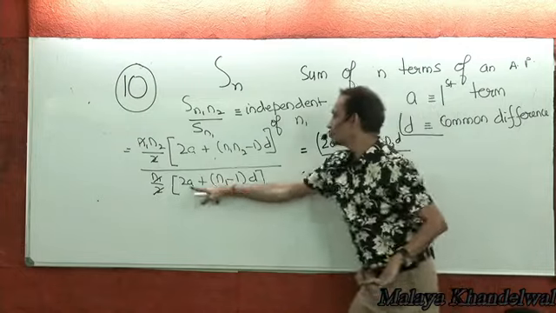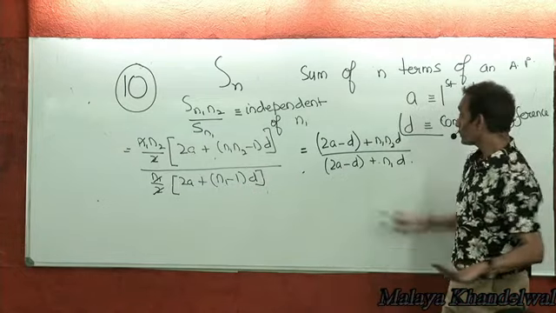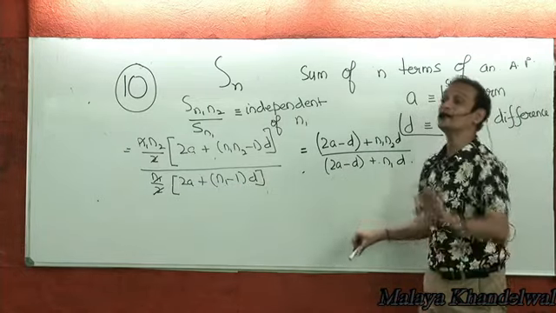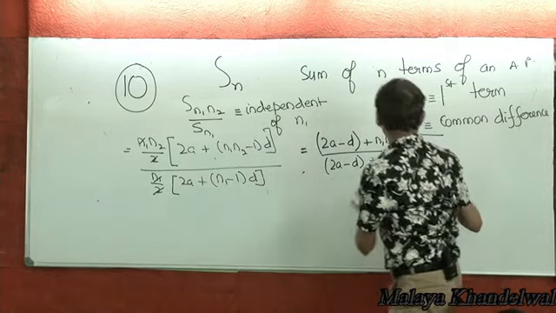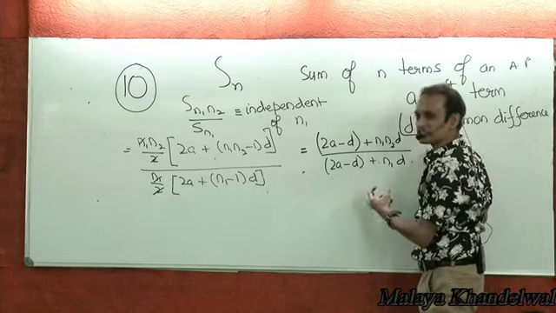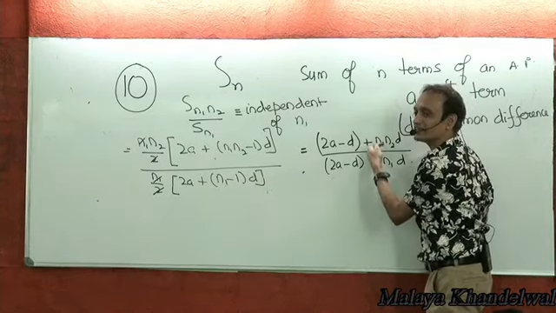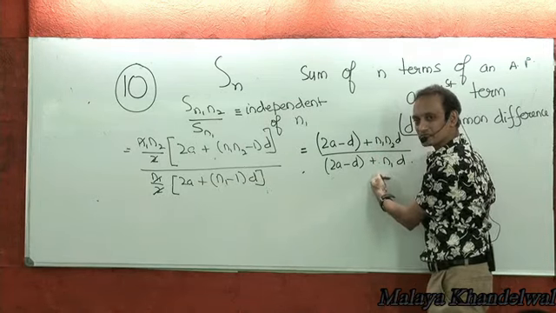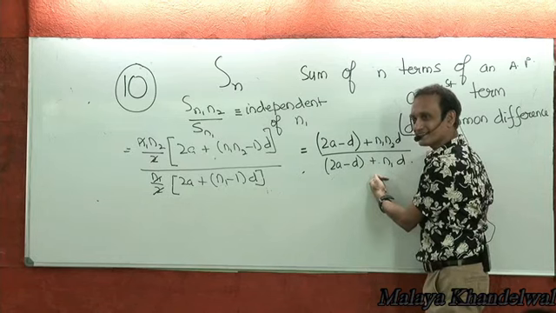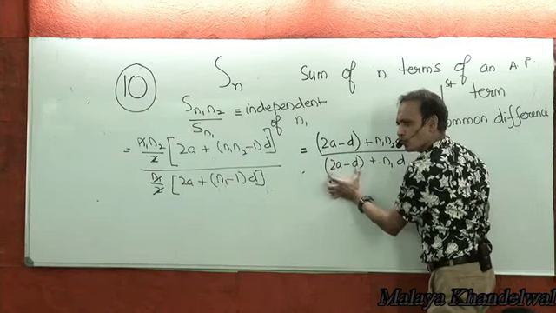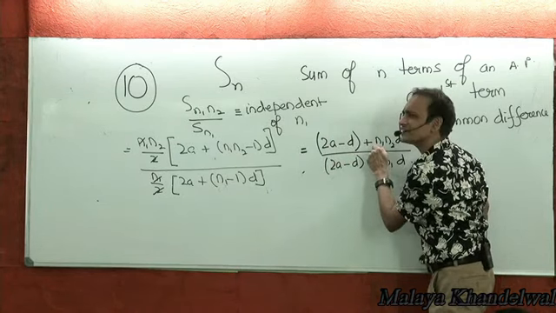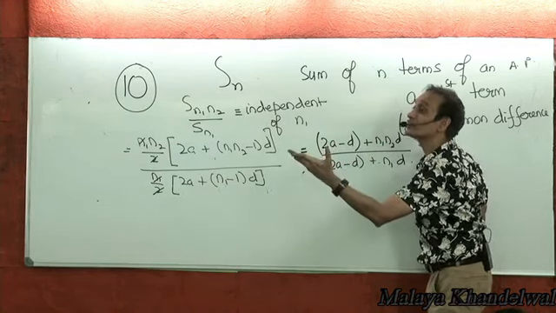Yes or no? 2a minus d plus n1d. This ratio is to be made independent of n1. Hey, I wish, somehow by magic, I could cancel this n1 and this n1. How much I wish that happened. Yes, that can happen. If 2a minus d was 0, then I can cancel this n1 and this n1 and it would become independent of n1. Yes or no?